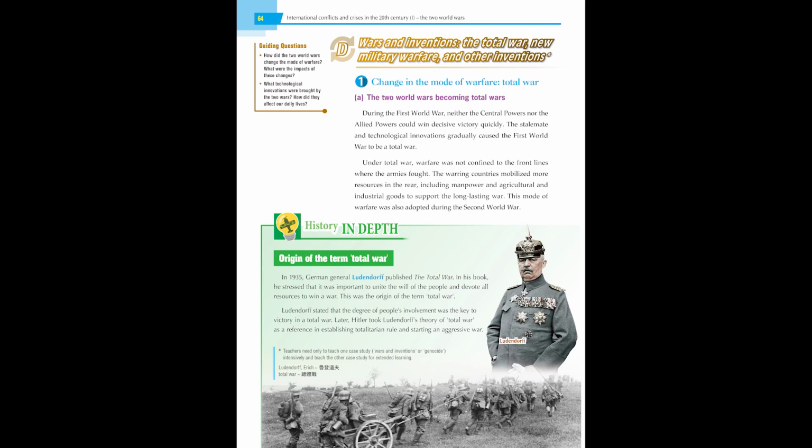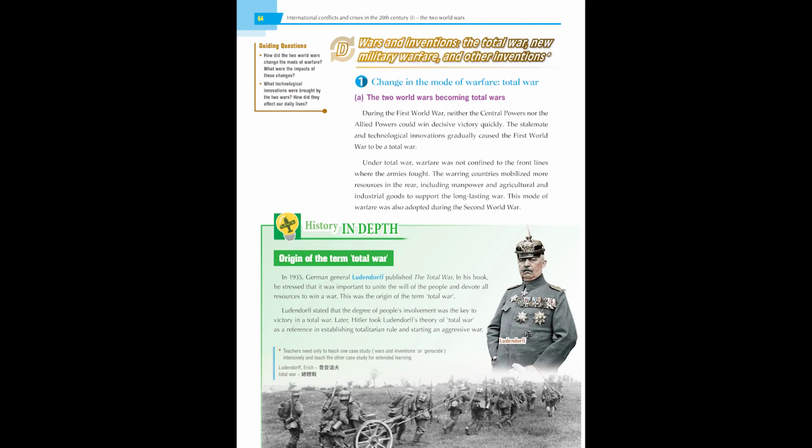Under total war, warfare was not confined to the front lines where the armies fought. The warring countries mobilized more resources in the rear, including manpower and agricultural and industrial goods to support a long-lasting war. This mode of warfare was also adopted during the Second World War.